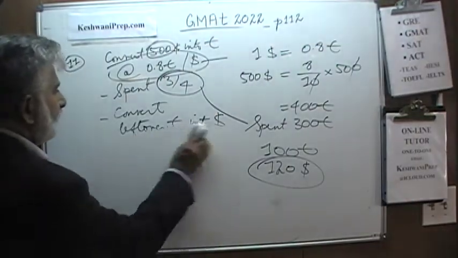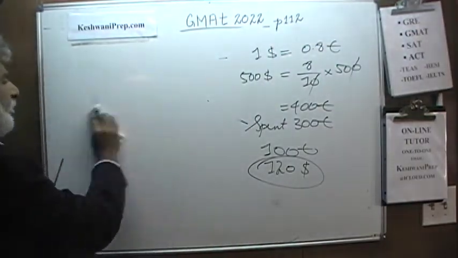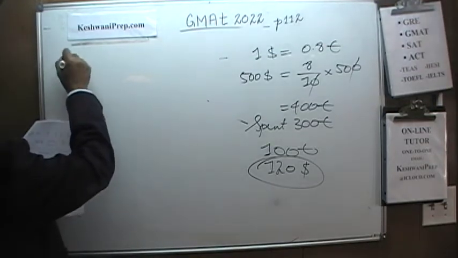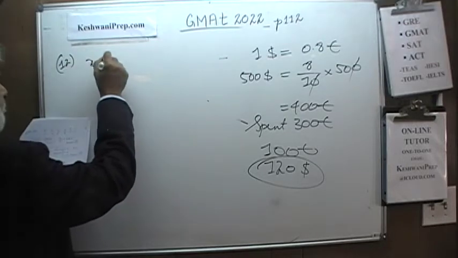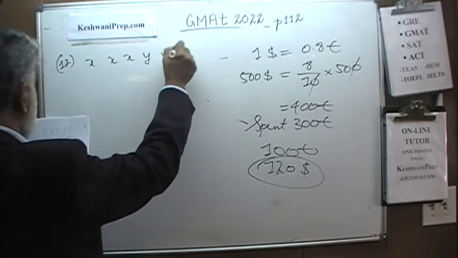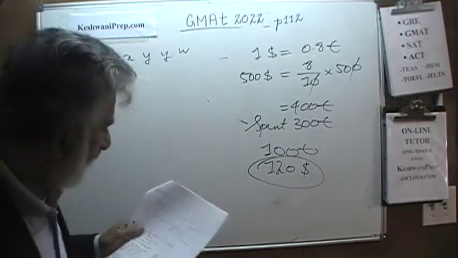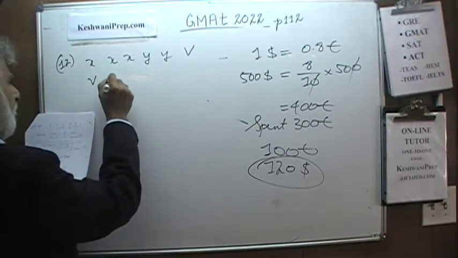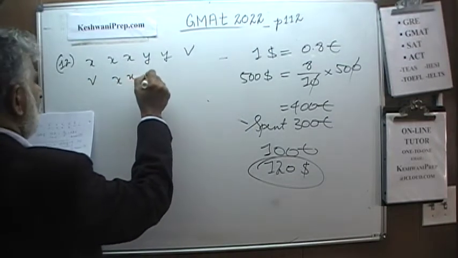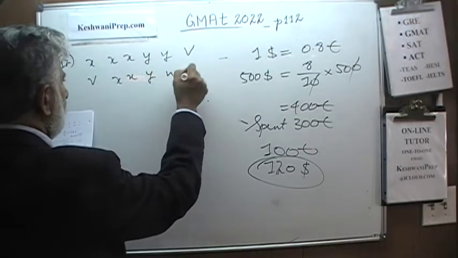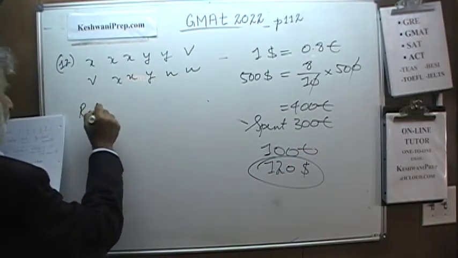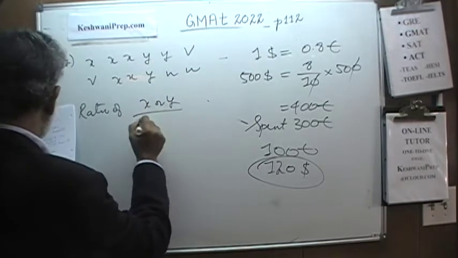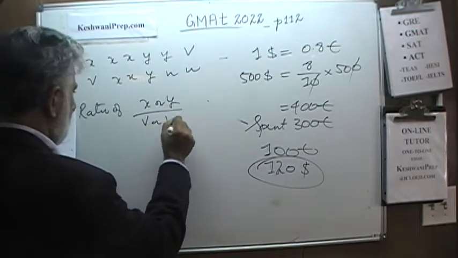Number 12. In number 12, we have x, x, x, y, y, y, y, v, v, x, x, y, w, w. And the question simply is, what's the ratio of x or y over v or w?